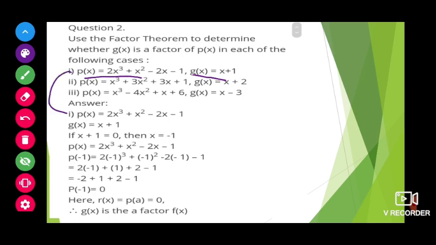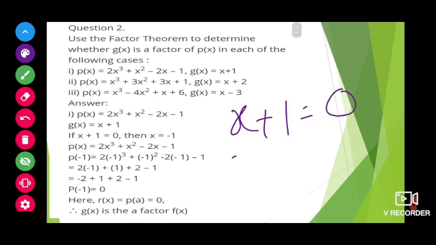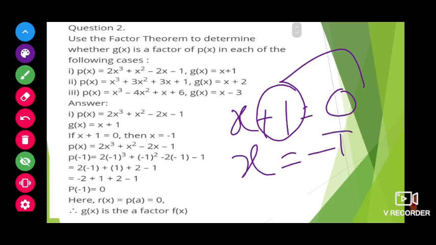If I take the first one, p of x is 2x cube plus x square minus 2x minus 1. g of x is x plus 1, equal to 0, so x equals minus 1. So we have to substitute minus 1 in the equation. If we get 0 as the remainder, then this g of x is a factor of this. If we get another number as a remainder, then it's not a factor.